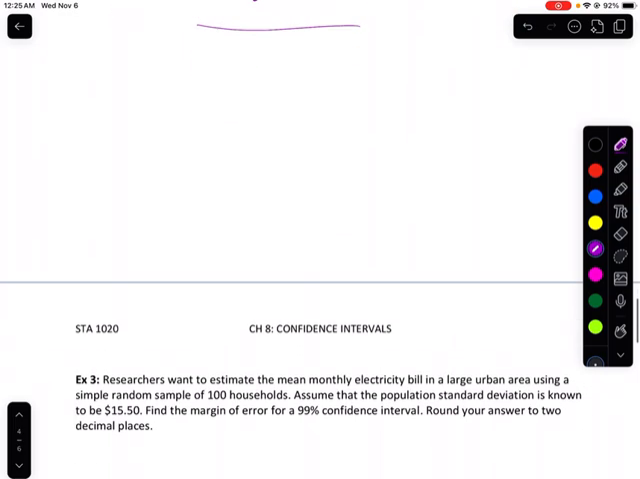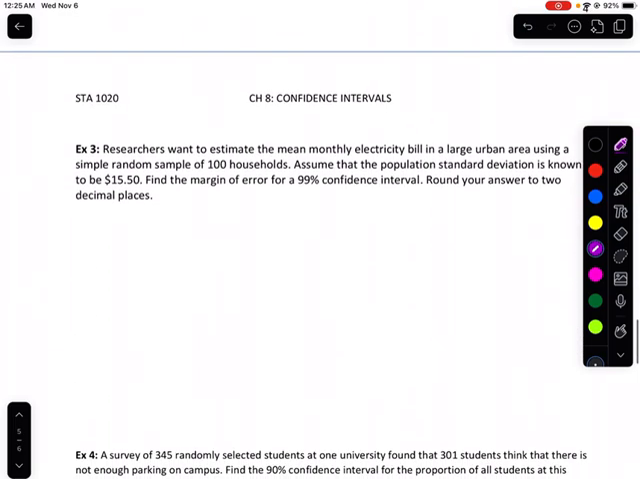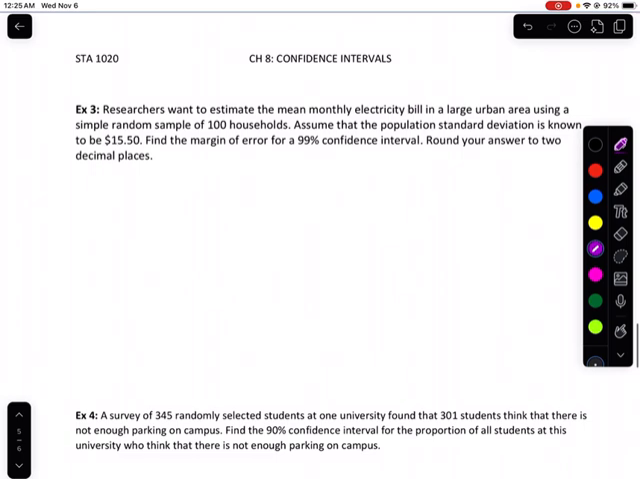Okay, looking at example 3. Researchers want to estimate the mean monthly electricity bill in a large urban area using a simple random sample of 100 households. So n is 100. Assume that the population standard deviation is known to be, so sigma is 15.50. Find the margin of error for a 99% confidence interval. So C is 0.99.